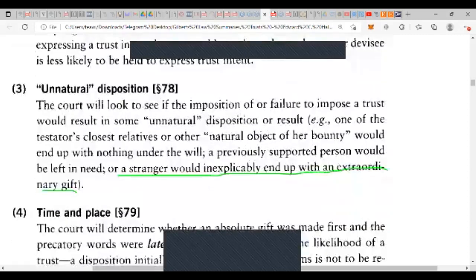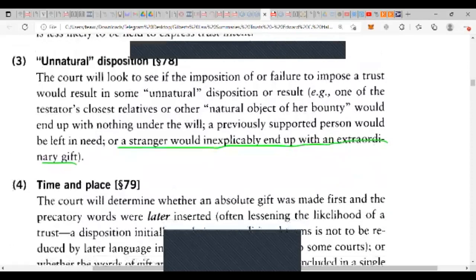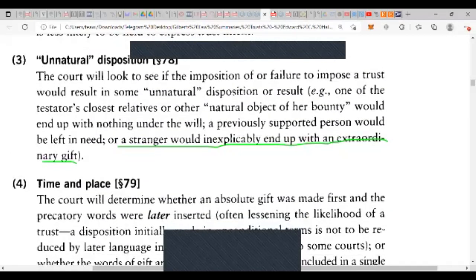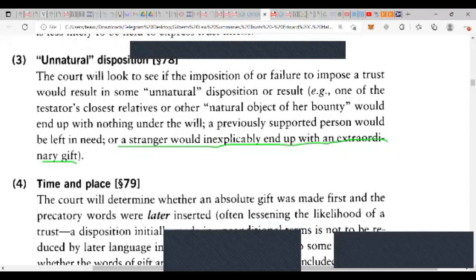Number three, unnatural disposition, Section 78. The court will look to see if a failure to impose a trust would result in some unnatural disposition or result, such as one of the testator's closest relatives or other natural object of her bounty ending up with nothing under the will, a previously supported person being left in need, or a stranger inexplicably ending up with an extraordinary gift.